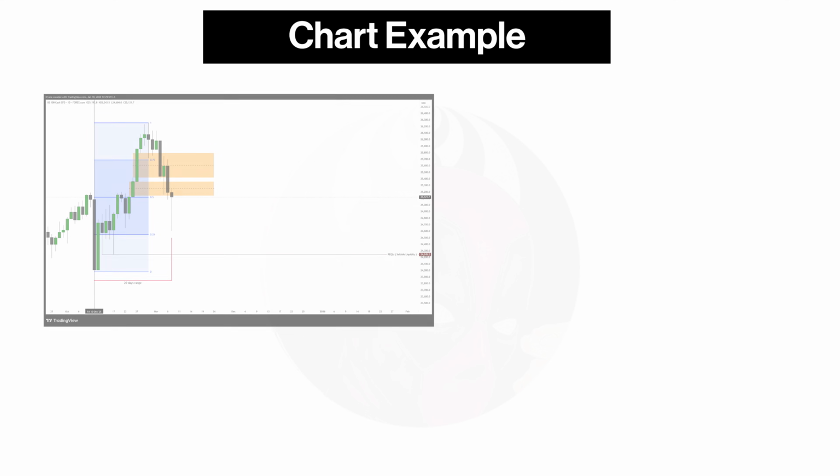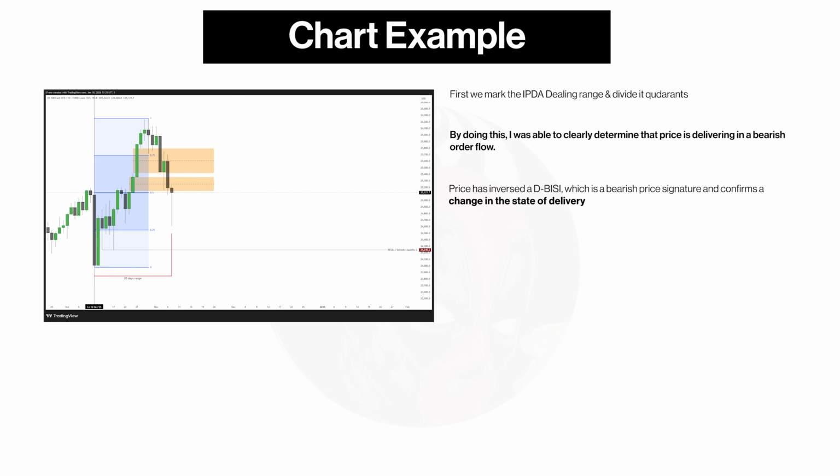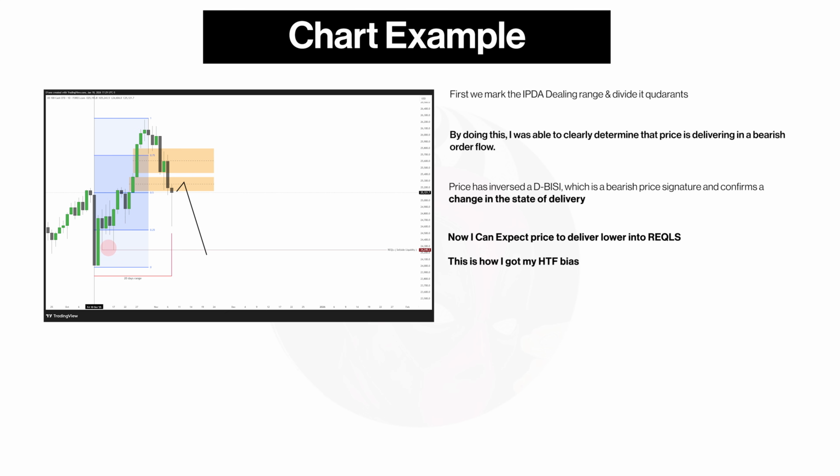Now on the chart example, once we have marked the dealing range and divided it into quadrants, we can clearly see that delivery is in bearish order flow. Price has inversed a daily BC, which is a bearish market signature, and confirms the CISD. Now I can expect the market to deliver into relative equal lows inside the IPDA dealing range we marked earlier. Going into next week, I can look for short setups which are aligned with my high time frame bias. So this is how you use the IPDA dealing range to determine high time frame order flow and bias.